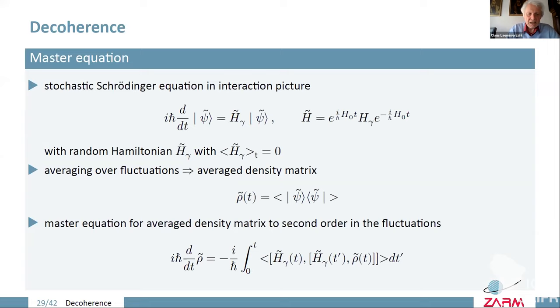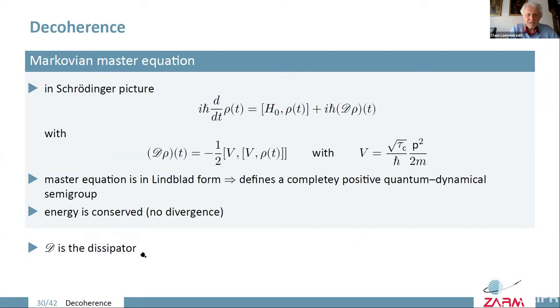And we can now derive from that: we go into the interaction picture and average the density matrix over all the fluctuations. For this average density matrix, we can derive a master equation, an equation for the time dependence of this density matrix. In the Schrödinger picture, we get a nice equation of motion with this operator. And this master equation is nicely in Lindblad form, so that it behaves very well in this quantum context. And D is called the dissipator.